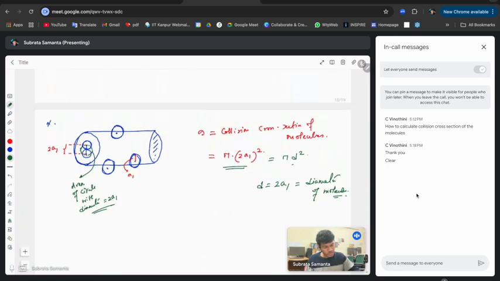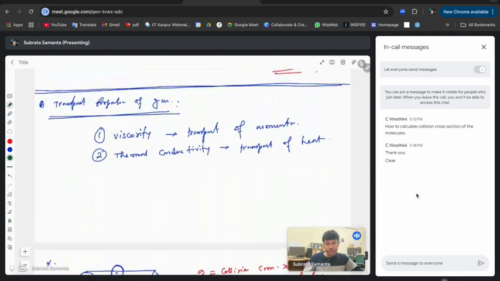Okay, so now I come back to this point. The transport properties of gases: viscosity, that is the transport of momentum, and thermal conductivity, the transport of heat, and the third is diffusion. So diffusion is a transport property.